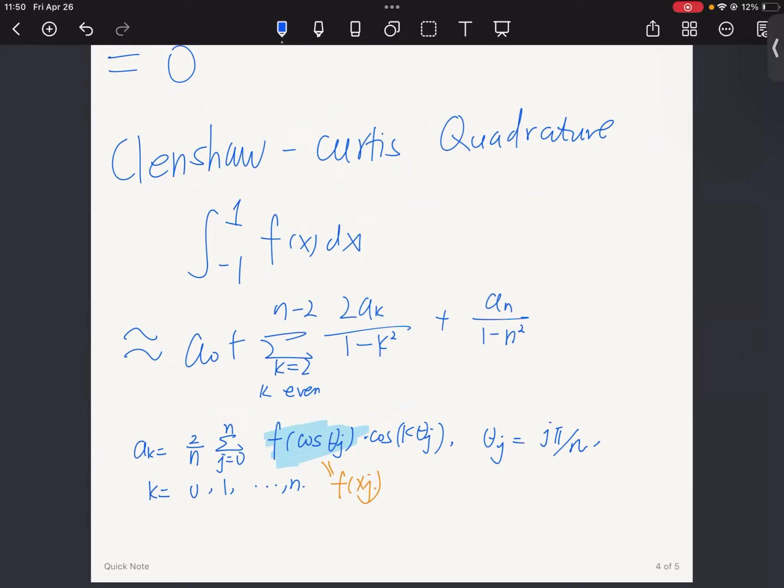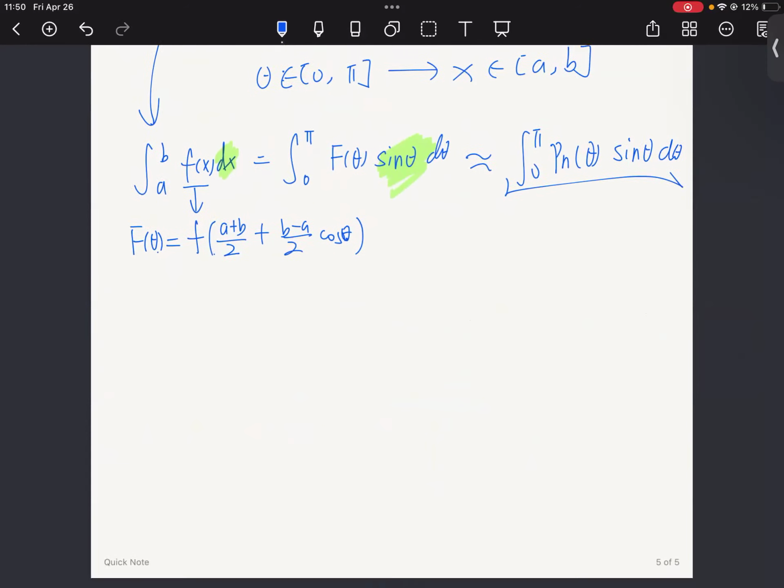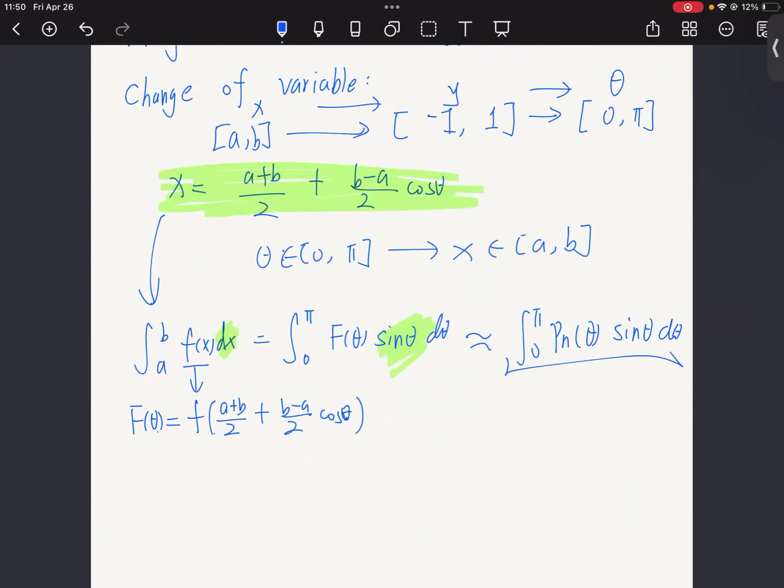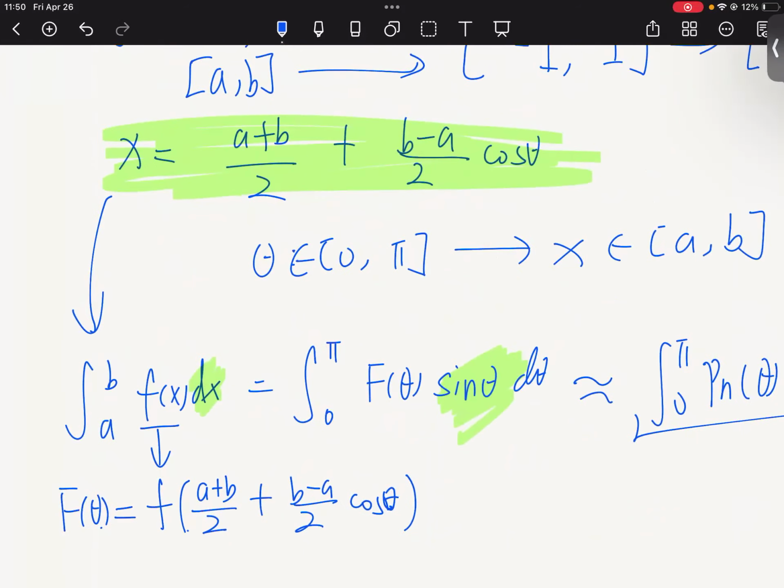When you take dx, what about b minus a over two? So dx is, yeah, b minus a over 2. Yes, you are right. I missed something here. It should be b minus a over 2 and then negative sine theta. Thank you. And now I have everything that you need to know.